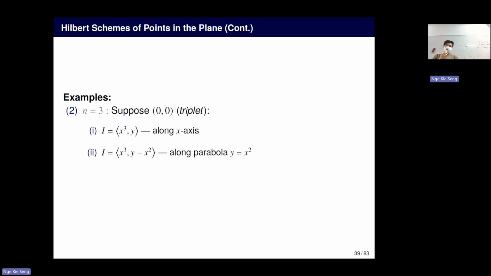On the other hand, suppose we have a triple point at the origin. One possible ideal is generated by x cubed and y, and this represents a point collision along the x-axis. And the second one represents a collision along the parabola y equals x squared.